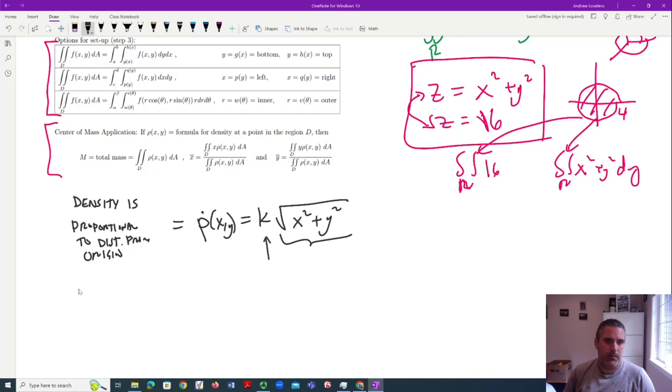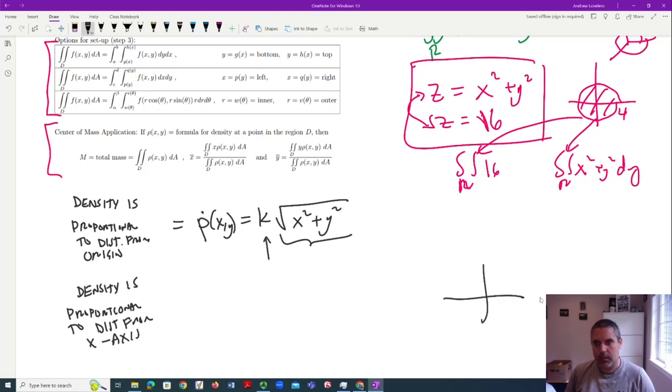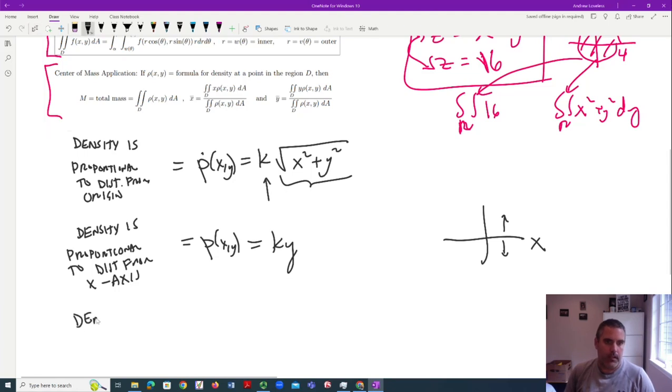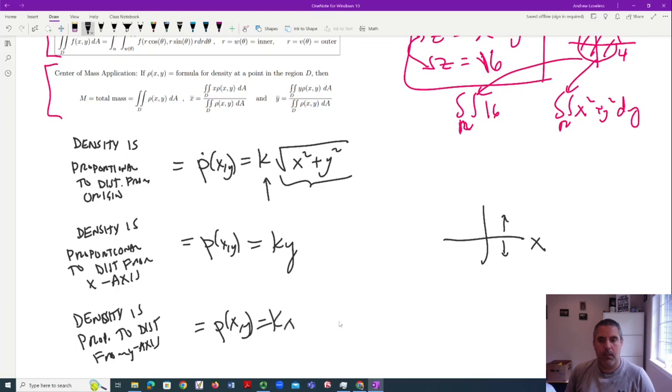And then if it says the density is proportional, and I'm just trying to think of things I've seen on old tests and on the homework, to the distance from the x-axis. Now in that case, if this is your x-axis, your distance from your x-axis is y. And so this means the density is K times y. And what are the other ones I can think of? The density is proportional to distance from the y-axis. That means this. If it says inversely proportional, then you flip this function. So inversely proportional would make it 1 over the square. So I would just add those wordings.